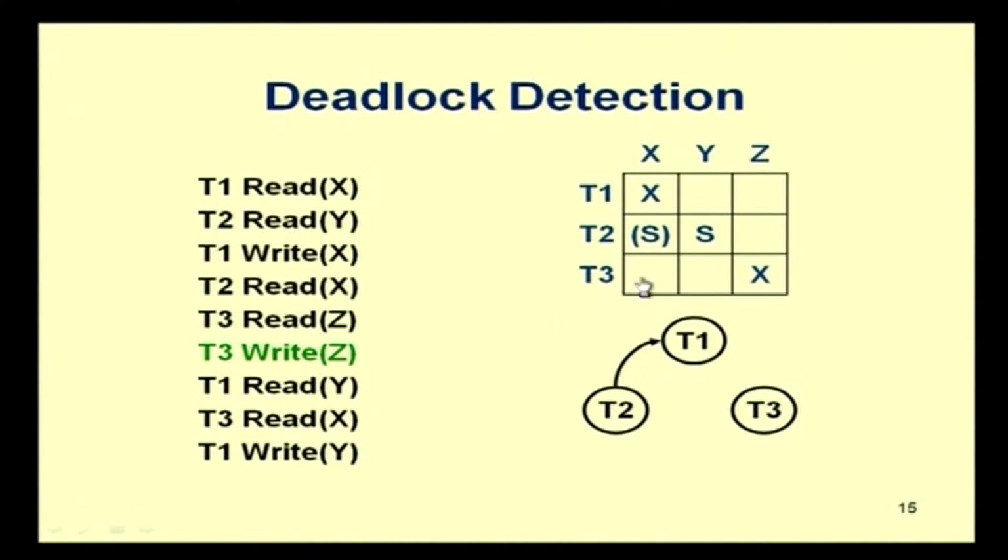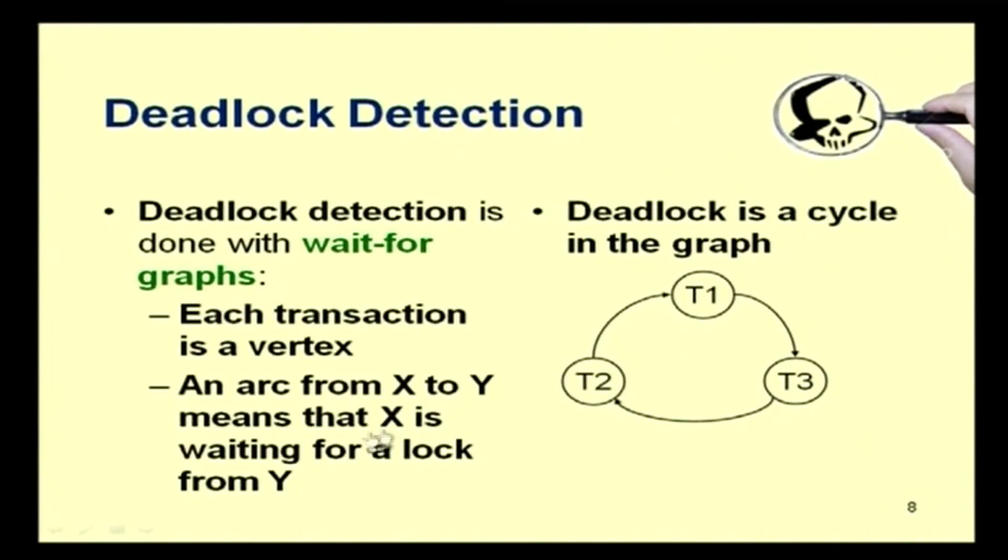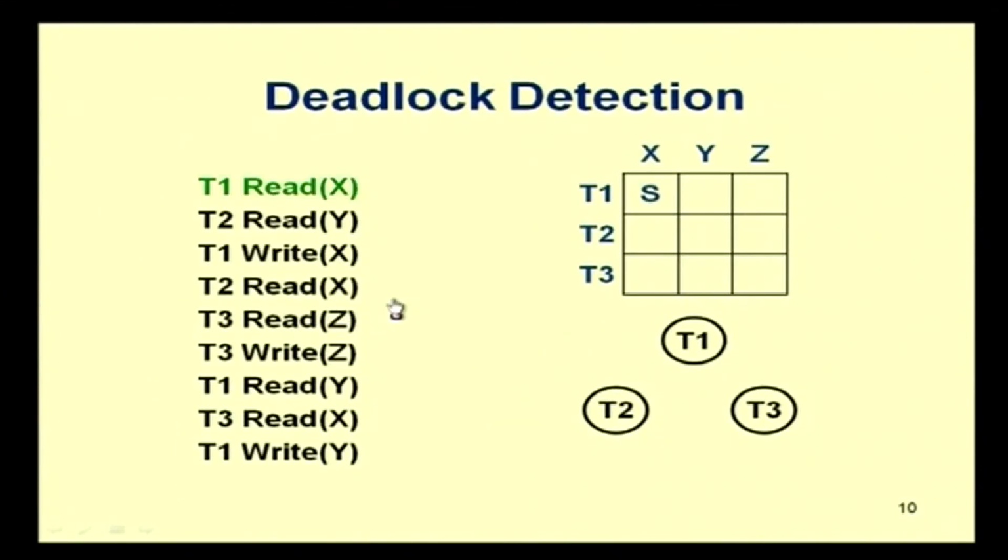Now, look at this T2 before I go further. T2 is waiting for T1 to finish. Remember, an arc from x to y means that x is waiting for a lock from y. So, as I already told you, this is an S lock, this is an S lock, this is an X lock. Now, T2 wants to read X, so it is waiting for T1 to finish. Okay. Now, T3 has an S, T3 has an X. Now, T1 wants to read Y, that is allowed. Now, T3 wants to read X. So, T3 is waiting for T1 again, and then T1 wants to write Y.